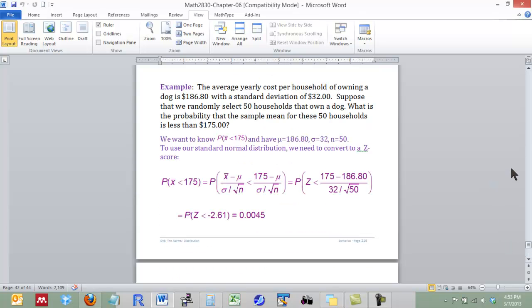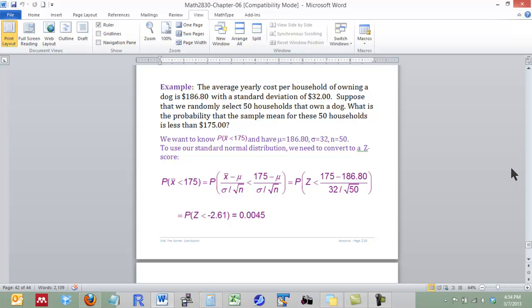So here's an example. We've talked about average cost for garbage. Now we are moving on to average cost for owning a dog. The average yearly cost per household of owning a dog is, let's say, $186.80, with a standard deviation of $32. So there is our mu and our sigma. Now let's say we randomly sample 50 households. There is my n, so n equals 50.